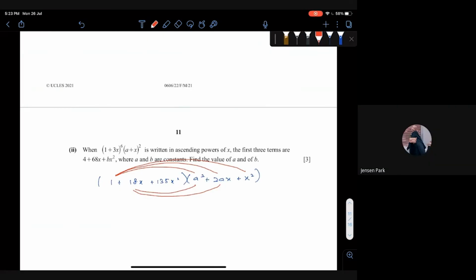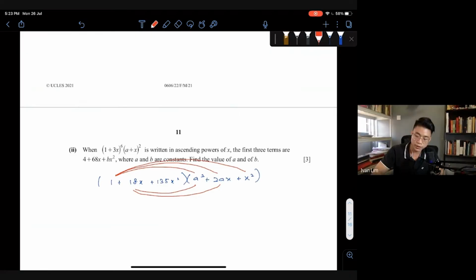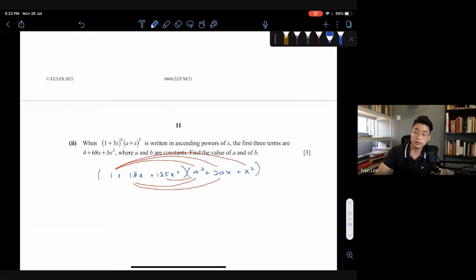Then for this 135x squared, you only multiply with a squared. You don't need to expand the others. Then it won't be so long already. Okay? Don't go and expand all of it. They are asking you to find the terms with x to the power 0, x to the power 1, and x to the power 2. Okay, so what will this become?